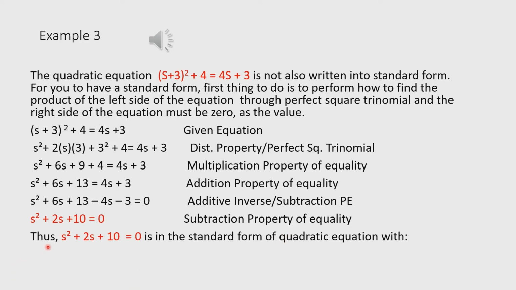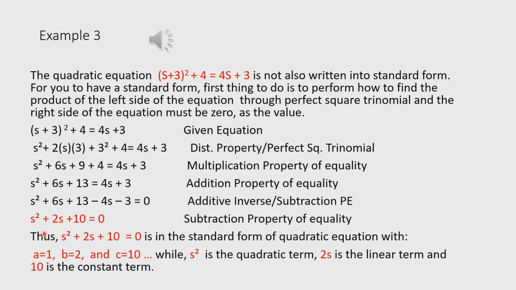Thus, this quadratic equation now is in standard form with a equal to 1, from the numerical coefficient here of s squared, and b is equal to 2, taken from here, the numerical coefficient of s, and c, which is 10, is the third term of the quadratic equation. Okay, while s squared is the quadratic term, 2s, taken from the second term of the quadratic equation, is what we call the linear term, and 10 is the constant term. That is in our example 3.